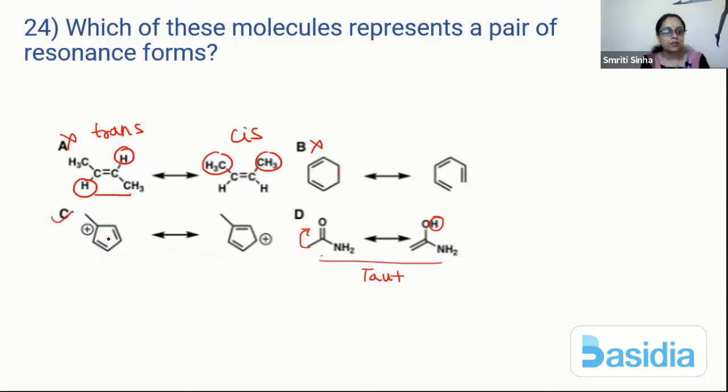Now for C, yes, it can be a resonance, because if you shift this bond over here and this over here, a positive charge is created, and due to this movement of electrons, a positive charge can be created here. So C is the correct resonance form.